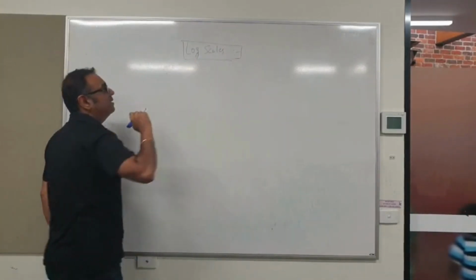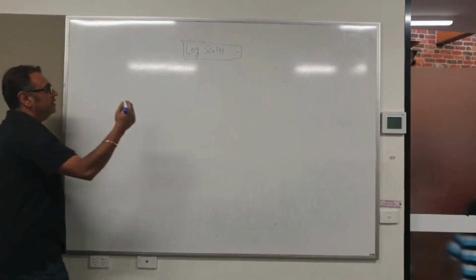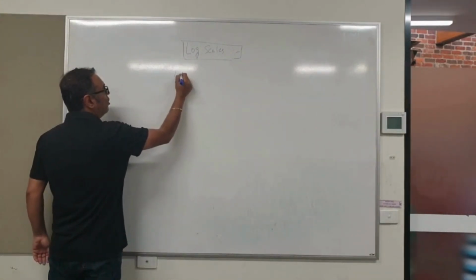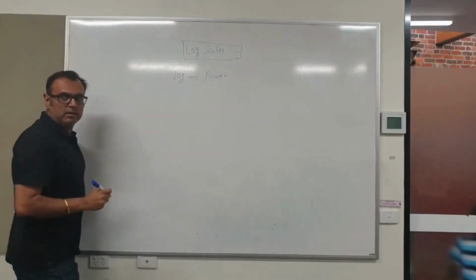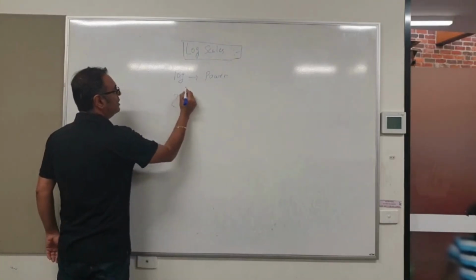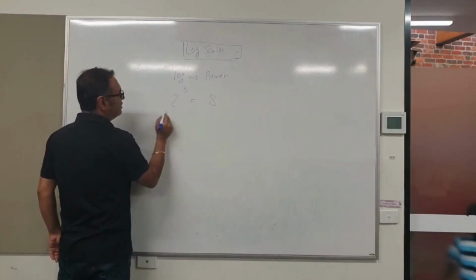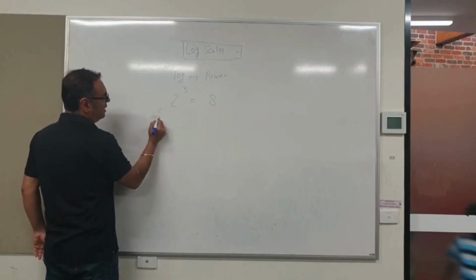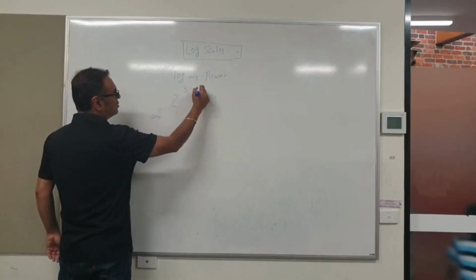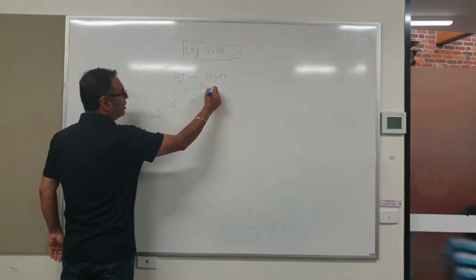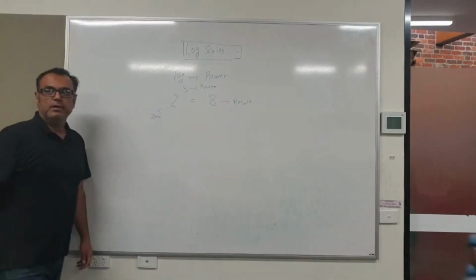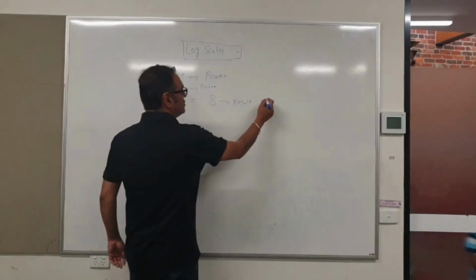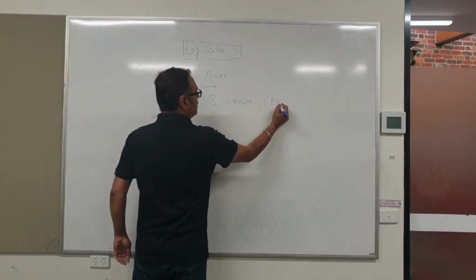Scales. Now again, to recap, log means the power. So if I have 2 raised to the power of 3 is 8, this 2 is called the base, this 3 is called the power, and 8 is the result. This is called the exponent form or the index form.